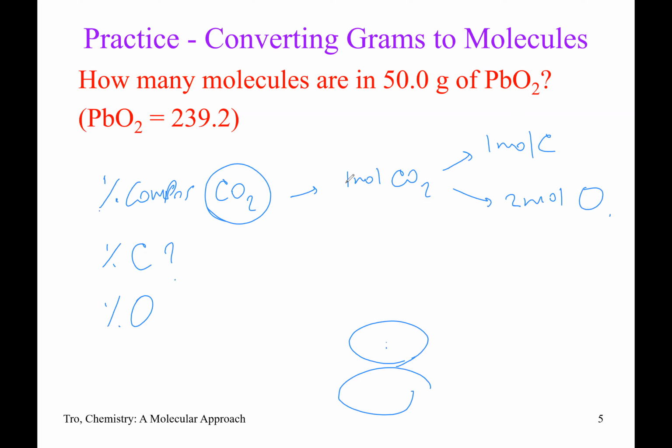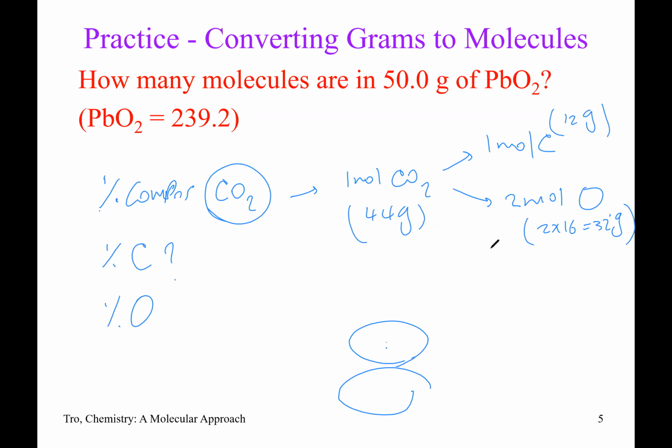So we know that 1 mole of CO2 is 44 grams already. We did this example. Then 1 mole of carbon is 12 grams. So we have these numerical values. And 2 moles of O is 2 times 16, and that equals 32 grams. So we know these masses.